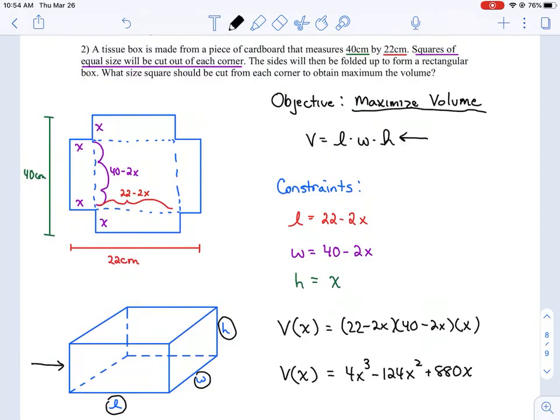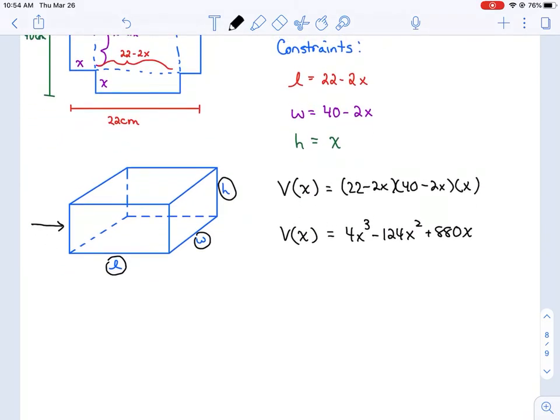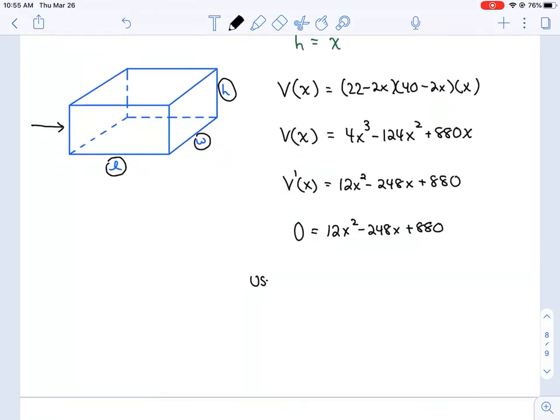Again, the objective is to maximize the volume. So to do that, we need to find the location of the maximum by taking the derivative. So the derivative of the volume function is 12x squared minus 248x plus 880. And we're going to set that equal to 0. Now, if this wasn't a word problem, you would be required to use the quadratic formula to solve this. However, this is a word problem, so what you're going to do is use Desmos.